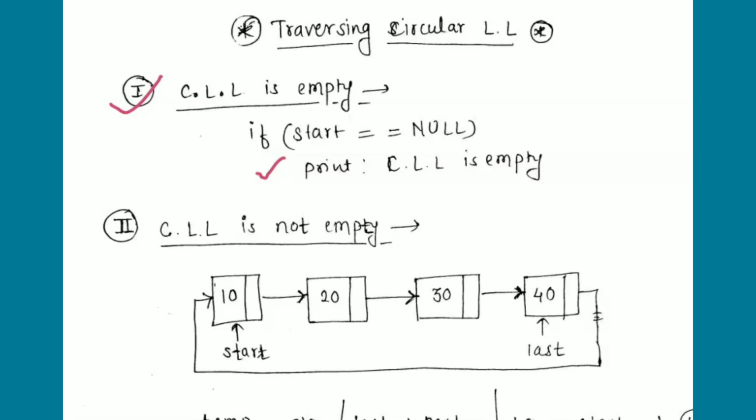So how do you check whether your circular linked list is empty? You can check with the start pointer. If start is pointing to null, that means we have not yet added any data into the circular linked list, and we can print a statement like "circular linked list is empty." The second case is that your circular linked list is not empty, and you want to traverse it as well as display its data.